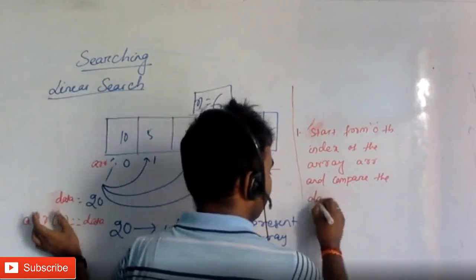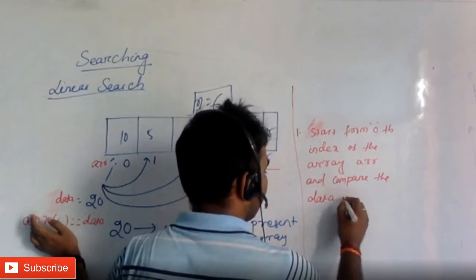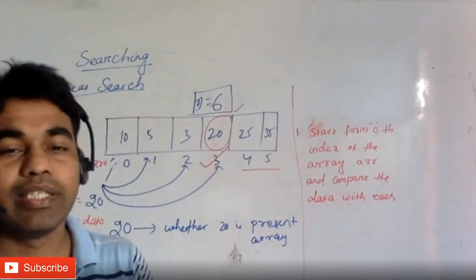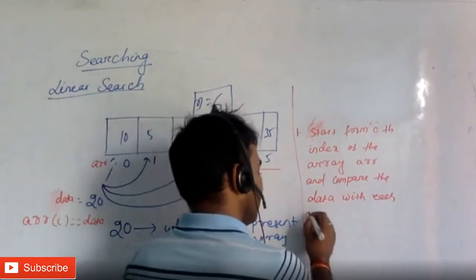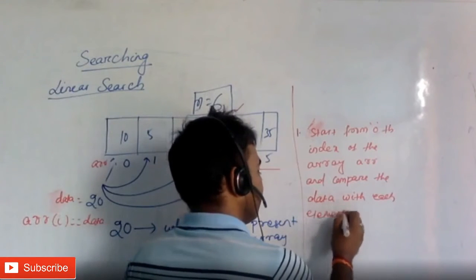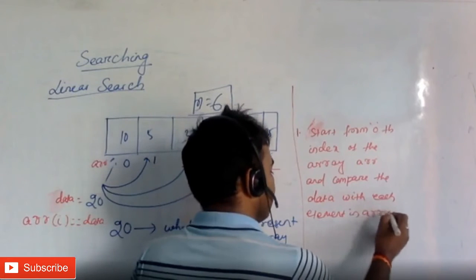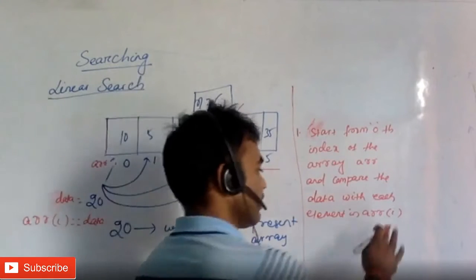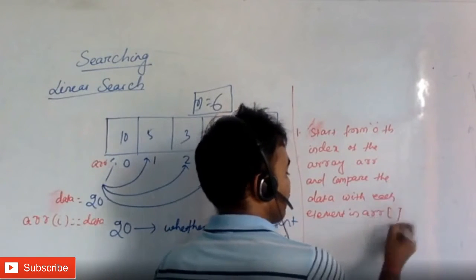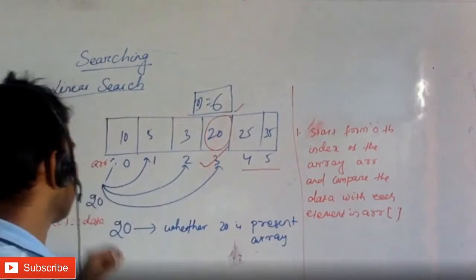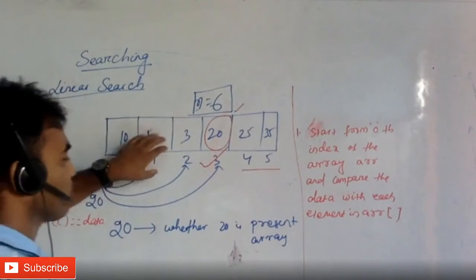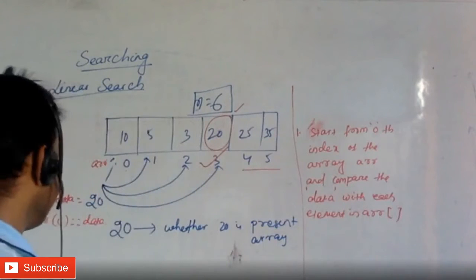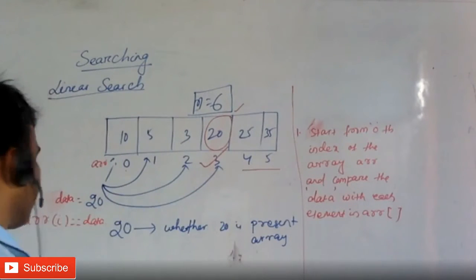Compare this data, or maybe X, whatever, with each element in ARR. Or maybe you can put ARR of I, that is fine. What I'm trying to say is: start from the 0th index and try to compare the data. Data is not actually put in single quotes, or you can make this an X.